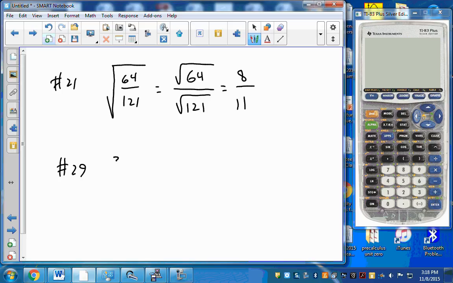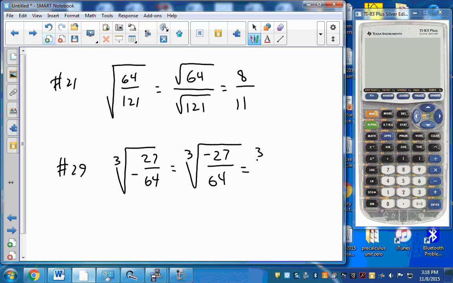Number 29. It's the cube root this time of minus 27 over 64. I'm going to put the minus sign with the 27. It really doesn't matter, but I'll put it there instead of out in front. And then I'll break this up. That's the cube root of minus 27 divided by the cube root of 64, just like I did in the previous problem. This is 4, and this is negative 3.